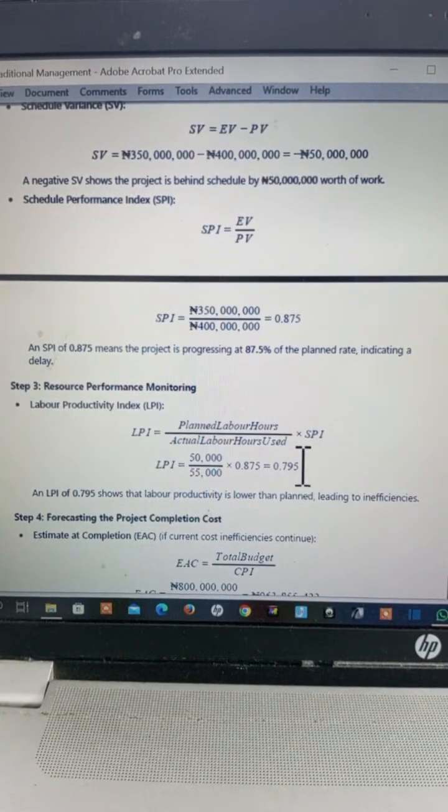So the labor productivity index in this case is 0.795. So it means that an LPI of 0.795 shows that the labor productivity is lower than the planned, as in we planned that this work should go at a certain timing, but the productivity is lower, and it means that there are inefficiencies. And if you have inefficiencies, at the end of the day, what is going to be lost here is that you will lose time, you will lose money.